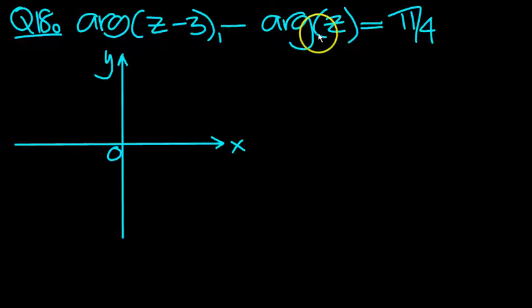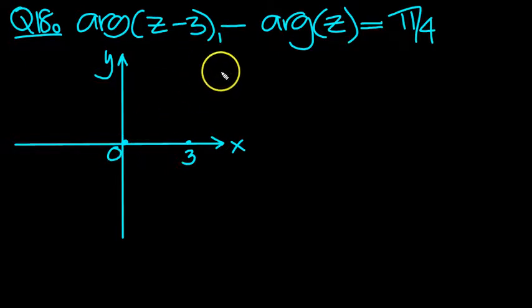arg of z minus 3 minus the arg of z equals pi over 4. So let's have a look at this one. First of all, this is the point 3 here, isn't it? Z minus the point 3. This is the point 0. So we can mark off that point there, which we already have done, of course, the origin.